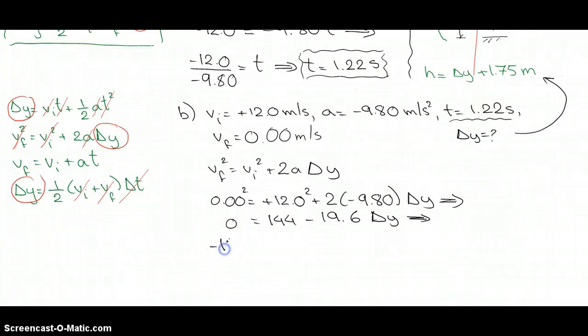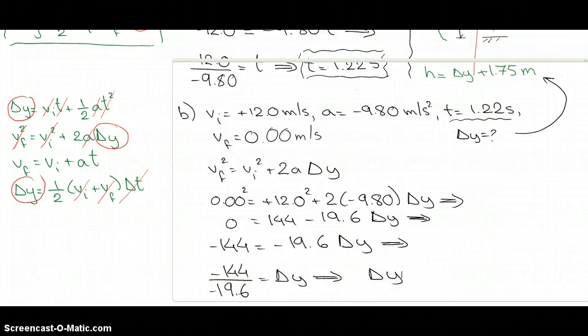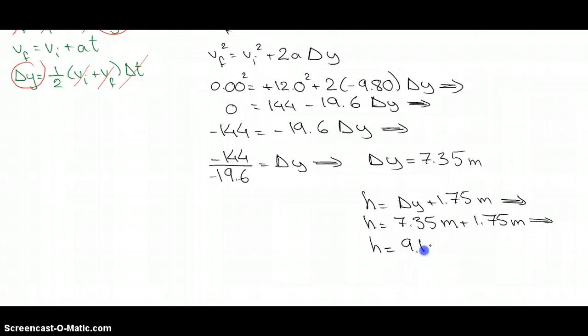First I got rid of the power. Then I subtract 144 from both sides. And like last time, I divide by negative 19.6. Girls, use your calculators. You will find that delta y is 7.35 meters. Looks logical. And the total height will be 9.1 meters. That's the height above the ground. Thank you.